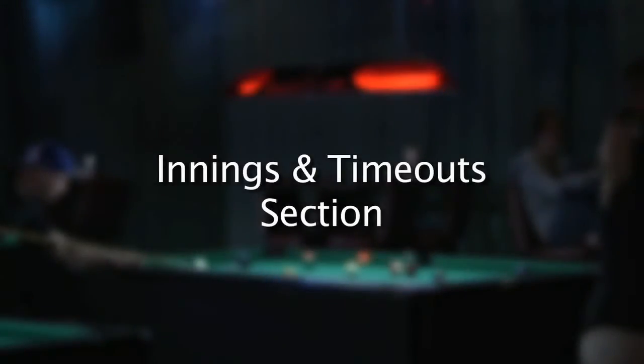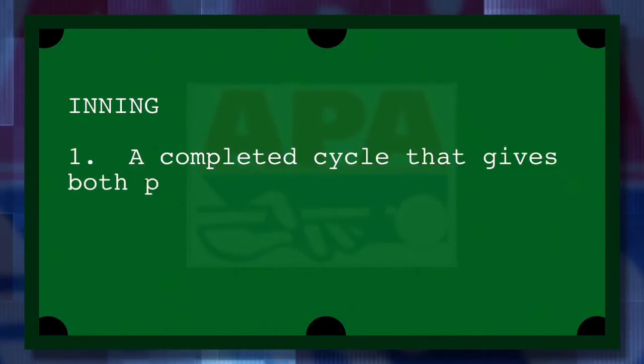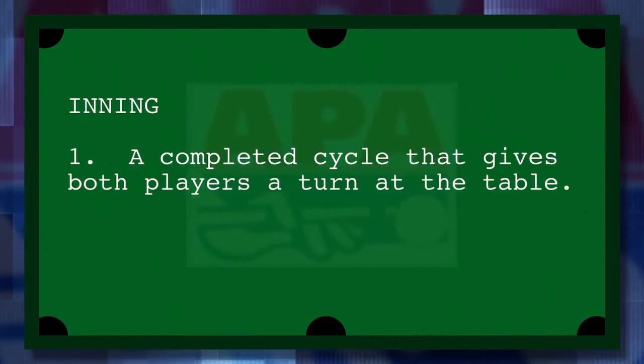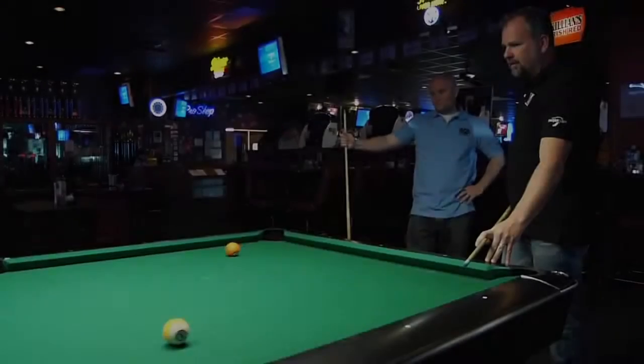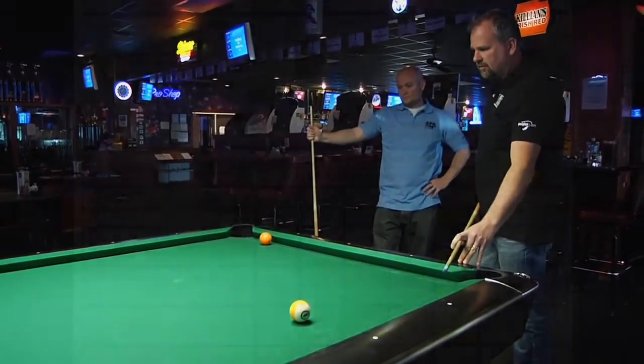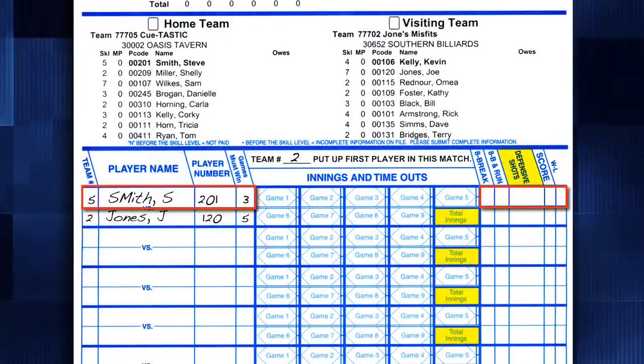Now let's look at the innings and timeouts section. An inning in pool is a completed cycle that gives both players a turn at the table. The player who won the lag, in this case Steve, is listed first and is the top half of the inning throughout the match. The player who lost the lag, in this case Joe, is the bottom half of the inning throughout the match. Since Joe lost the lag, he ends each inning.